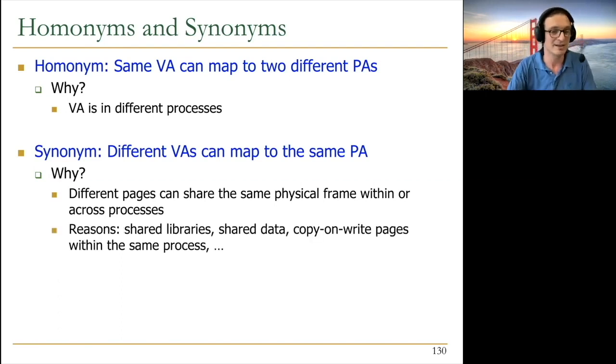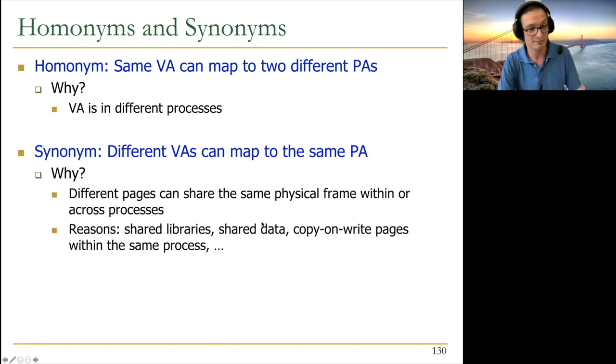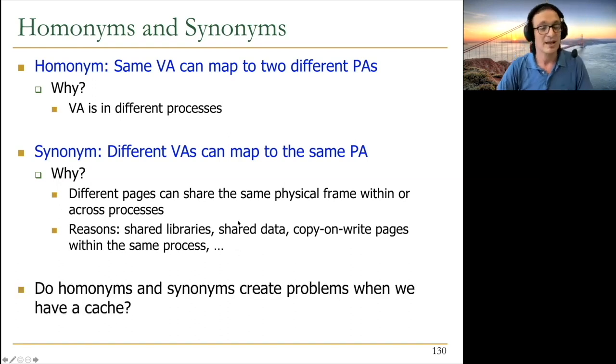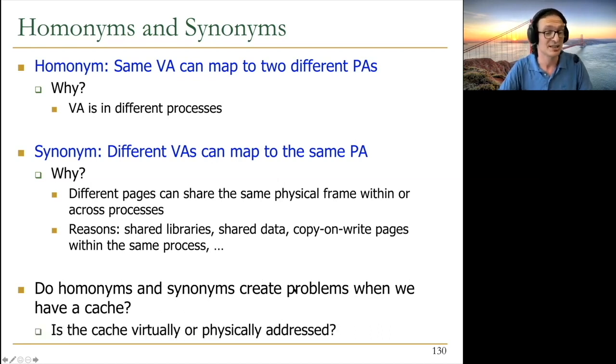And there could be many reasons. Shared libraries, shared data, copy and write pages within the same process, files that are mapped. That's part of shared data, actually. And then the question is, do homonyms and synonyms create problems when we have a cache? And is the cache virtually or physically addressed? Becomes a very relevant question over here.